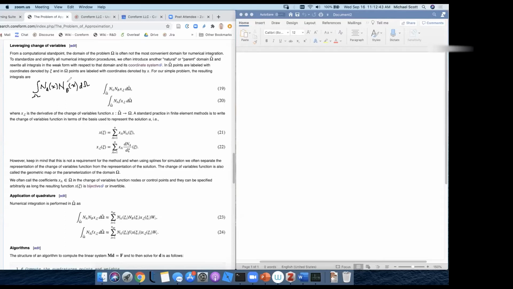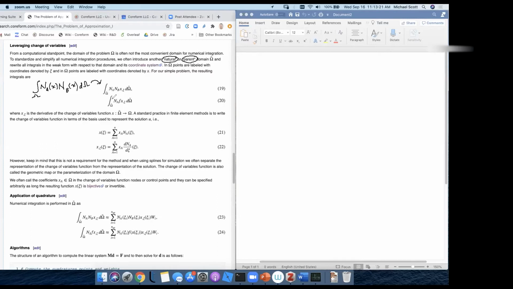And in fact, in the finite element literature, we often call this change of variables operation, where we introduce a different coordinate system and a different domain for the purposes of integration, a natural or a parent domain. Even though in this example there are some simplifications that make it somewhat trivial, this is an important thing to understand because we're going to see it again and again.